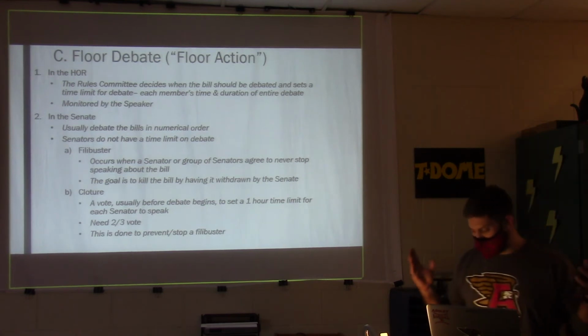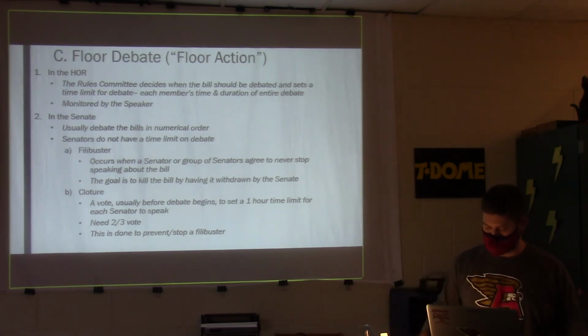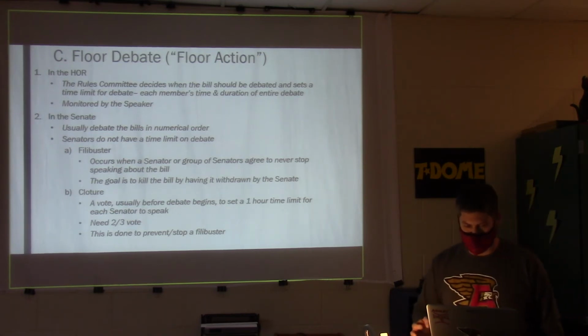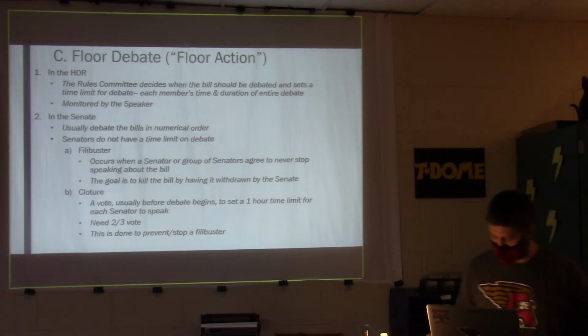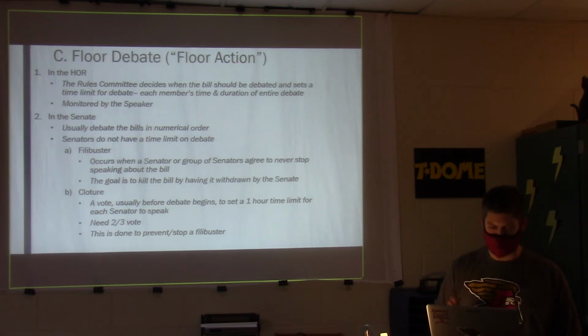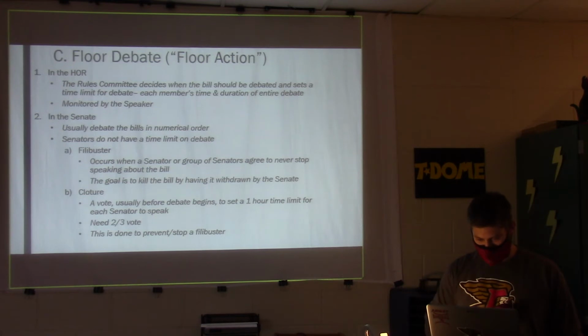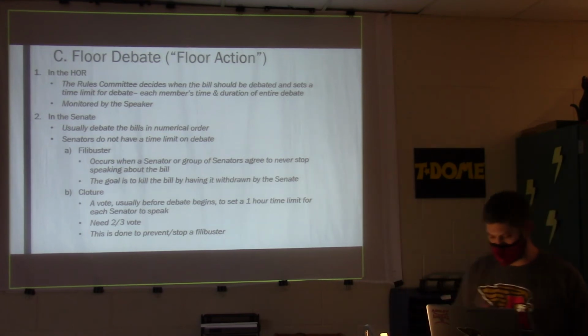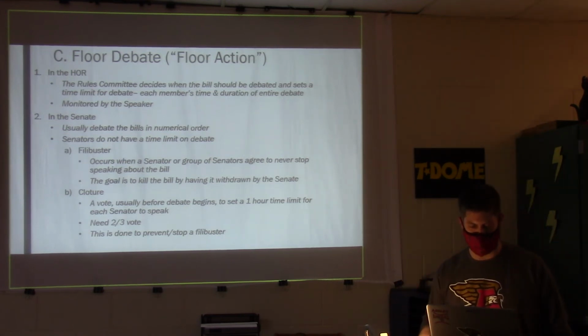So let's say the committee does its work. They refine the bill and do all the things that they need to do to it. They would send it back to the floor. So floor debate, floor action. In the House of Representatives, the Rules Committee, and again, those are the people who just decide which bill, decides when the bill should be debated and sets a time limit for the debate. Each member's time and the duration of the entire debate is set aside. So that's what they do. And then the Speaker of the House monitors the whole situation. That would be Nancy Pelosi right now.